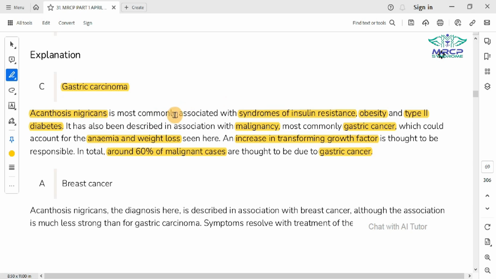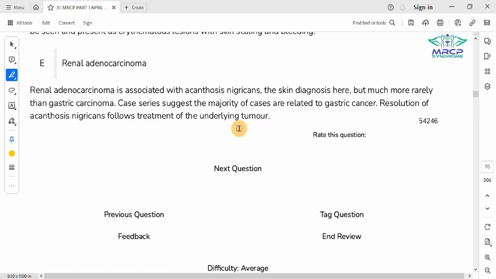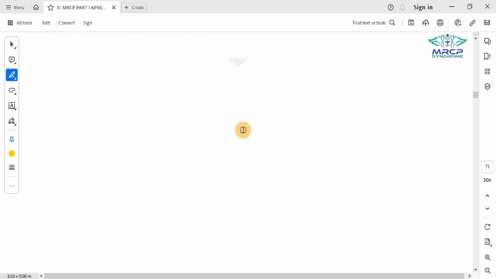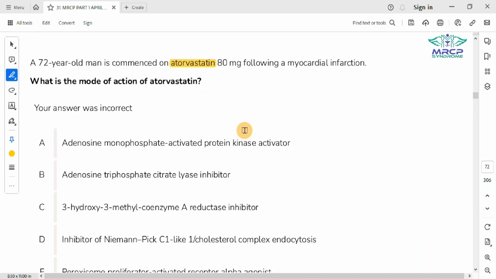Acanthosis nigricans is most commonly associated with syndromes of insulin resistance, obesity, and type 2 diabetes. It has also been described in association with malignancy, most commonly gastric cancer, which could account for the anemia and weight loss seen here. An increase in transforming growth factor is thought to be responsible. In total, around 60% of malignant cases are thought to be due to gastric cancer. So A for acanthosis, A for adenocarcinoma, gastric adenocarcinoma.